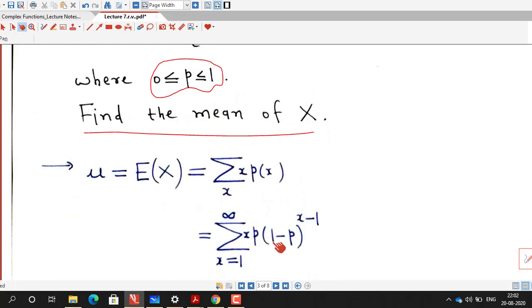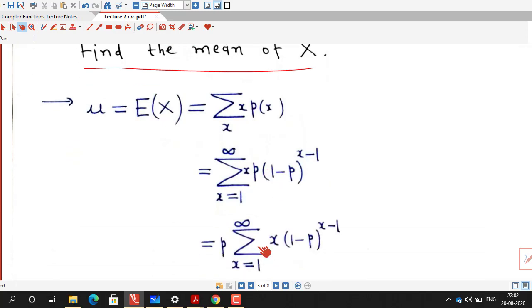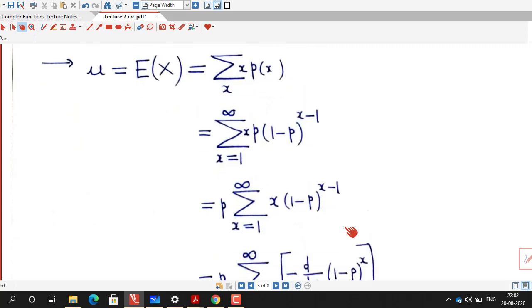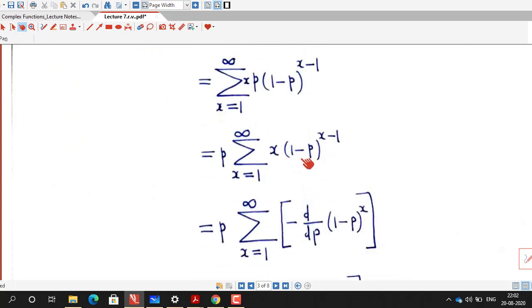Now in this, x p into 1 minus p raised to x minus 1, this p is independent of x. So we can take p outside summation. Now to find out this infinite sum, we rewrite this 1 minus p raised to x minus 1 in this form. Okay, I am rewriting this whole term by this.